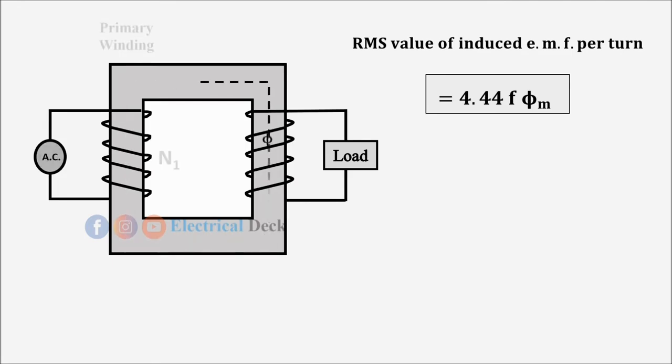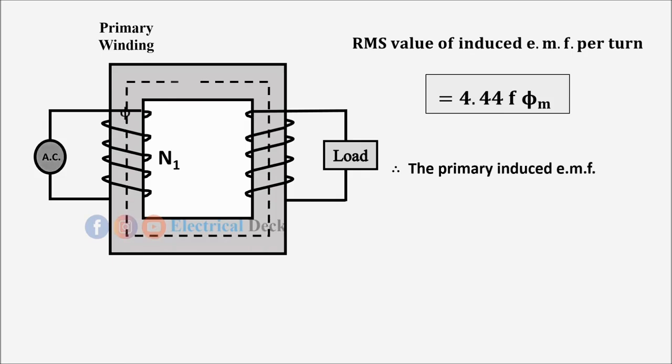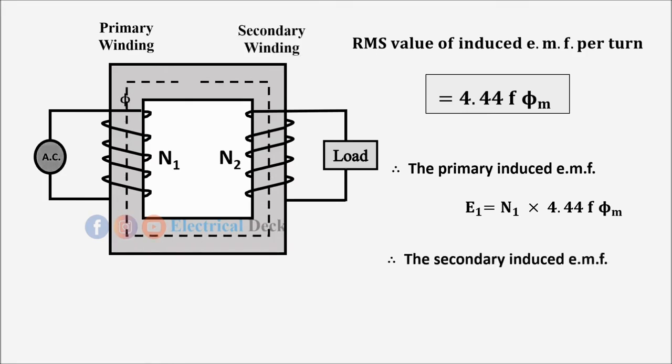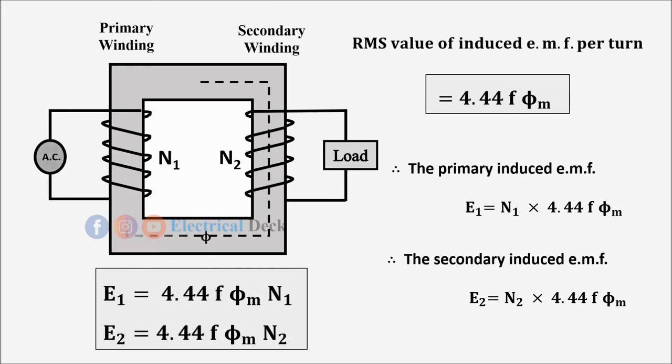Consider there are N1 number of turns in the primary winding. For N1 number of turns, the RMS value of EMF induced in the primary winding E1 is equal to N1 into 4.44 f phi m. Similarly, for secondary winding, the RMS value of EMF induced in the secondary winding E2 is equal to N2 into 4.44 f phi m. Here, the expressions of E1 and E2 are called as EMF equations of a transformer.